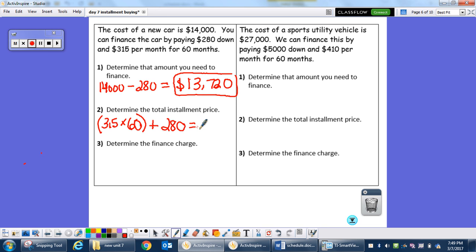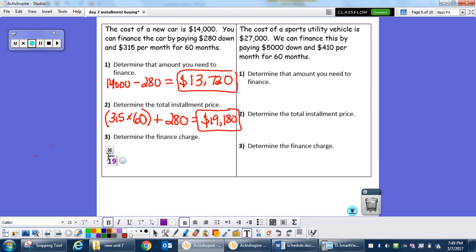Okay? And please make sure to put your dollar sign on the left-hand side. Okay? Alright, so then the finance charge is going to be that $19,180 minus the actual cash price, which is $14,000, and that should be getting you to $5,180 in fees you have to pay just to borrow money to get your car. Okay? Alright, moving on to number 2.